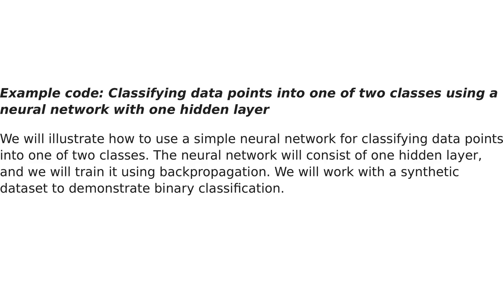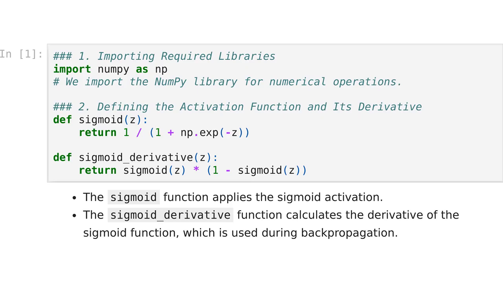This approach allows us to see every step of the process, from defining the network structure to training it with backpropagation, and finally evaluating its performance on the classification task. We start by preparing our Python environment. The first step is to import the NumPy library, which is fundamental for numerical operations and is especially powerful for handling the matrix multiplications that are central to how neural networks work.